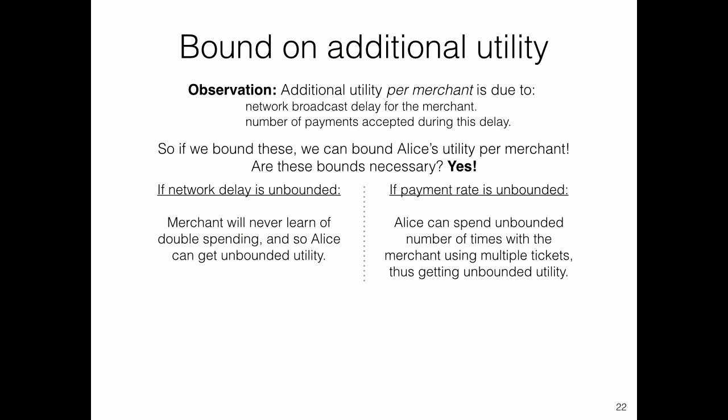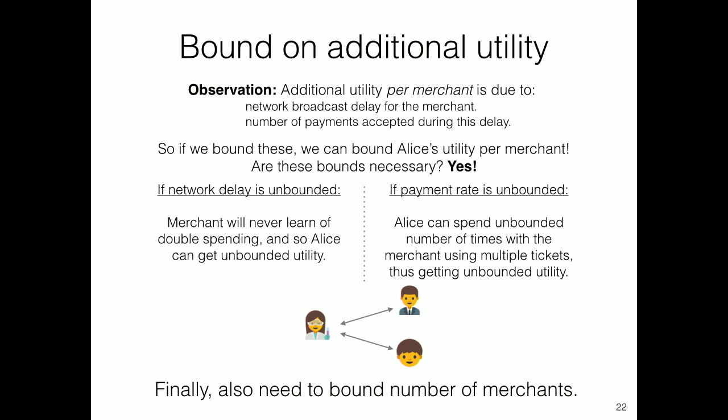Similarly, if the payment rate is unbounded, where the payment rate is the number of payments that the merchant accepts within a particular time period of this network delay, then Alice can spend an unbounded number of times within that time slot, because the merchant will just keep accepting payments no matter what happens. Okay, so this is essentially the idea that, say, the person at the top has unbounded network delay, then Alice can keep spending with him. So this means that we need to bound these two quantities for an honest merchant.